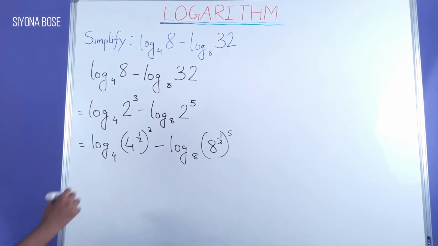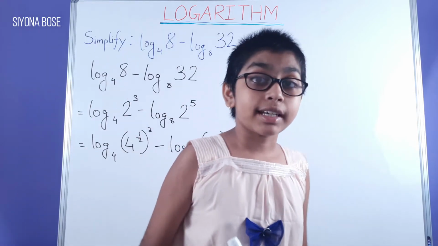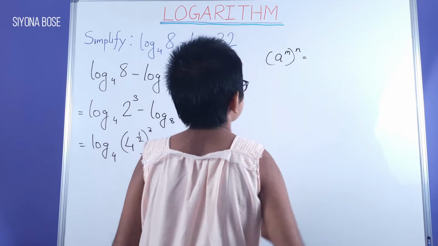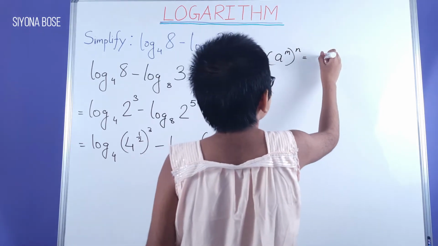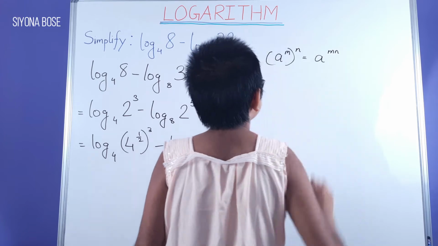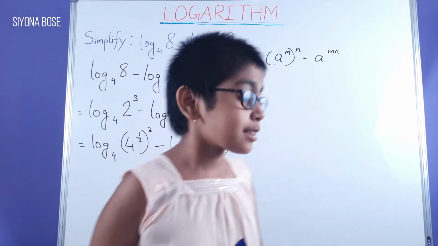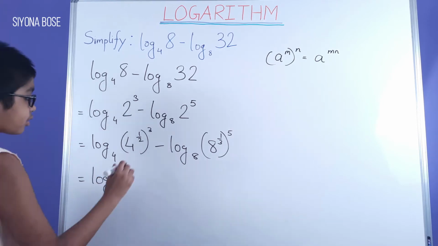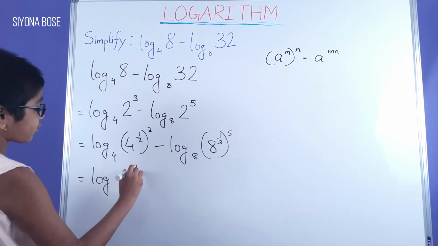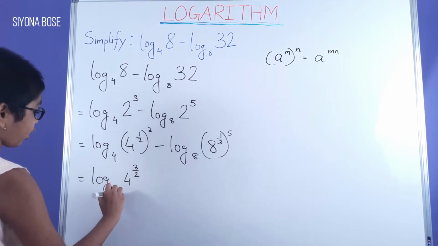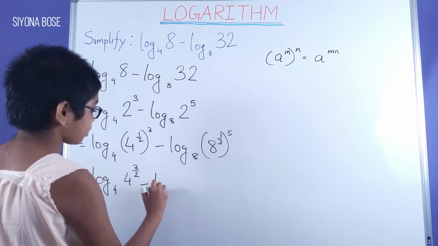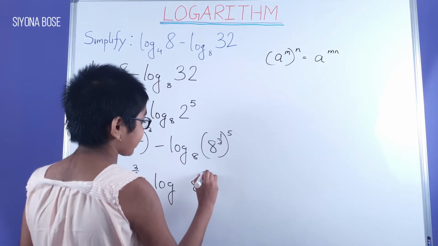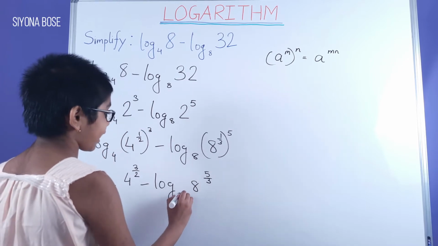Now, we know that if it's like a to the power of m, whole to the power of n, it's equal to a to the power of mn. Then it means equal to log of 4 to the power of 3 by 2 to the base 4 minus log of 8 to the power of 5 by 3 to the base 8.